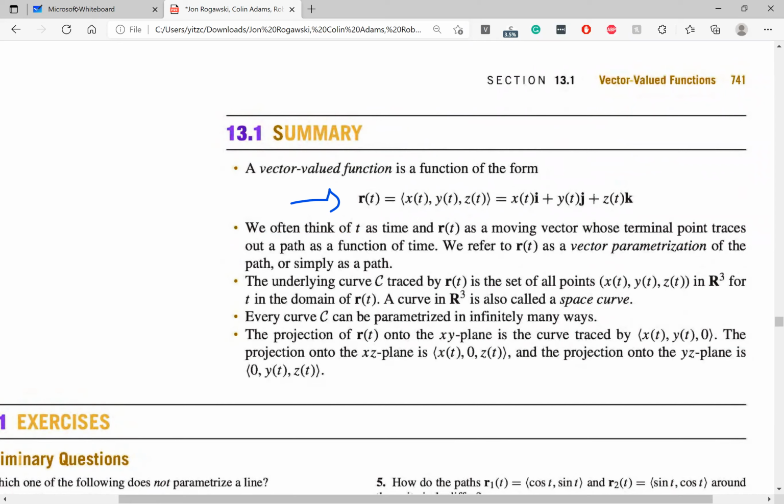Okay, that's basically the section. Any questions? Okay.